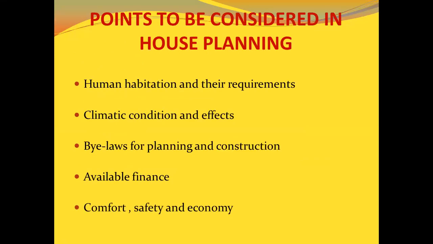Next, these are the points to be considered in house planning. So these are the main points to be considered: human habitation and their requirement, climatic condition and effect, bylaws for planning and construction, availability of finance, comfort, safety, and economy. According to these points, we should be very keen to notice the essential points to be followed, and the house planning should be planned and considered with available finance, comfort, safety, economy, and climatic conditions in mind.